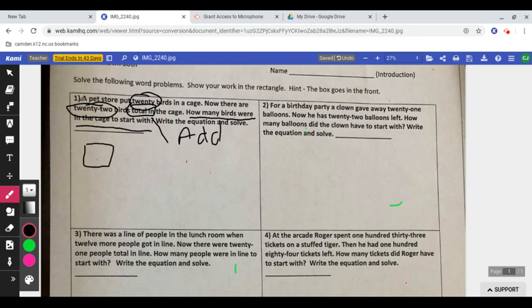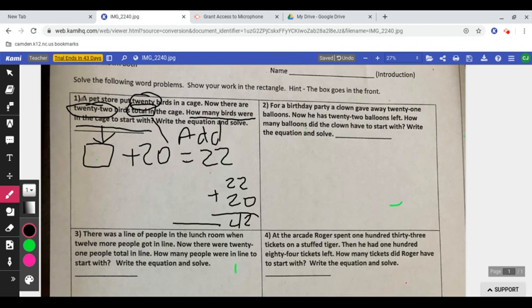Because we do not know what they had to start with, that's what we're trying to figure out. But we do know that the pet store put 20 in the cage. So plus 20. And then when they counted again, there were 22 birds in the cage. We're trying to figure out what number goes in the box. If I add 20 and 22 to try to get that answer, I'm going to end up with 42.